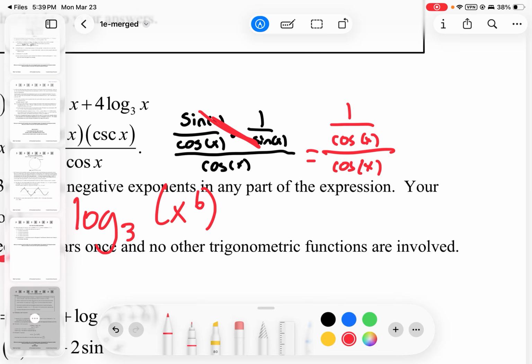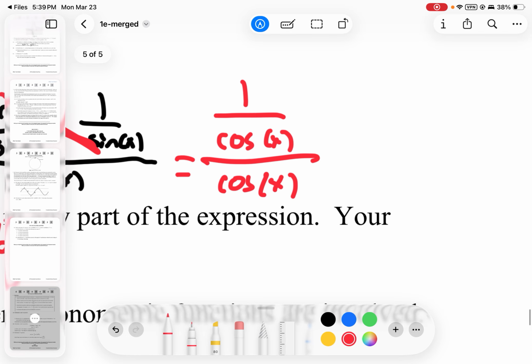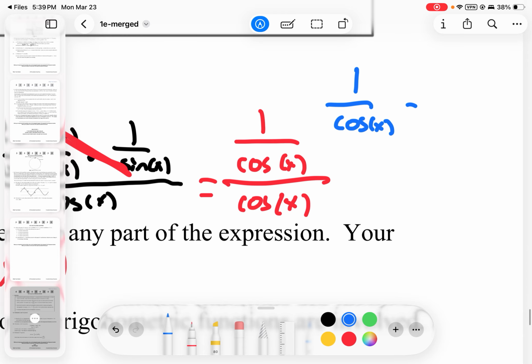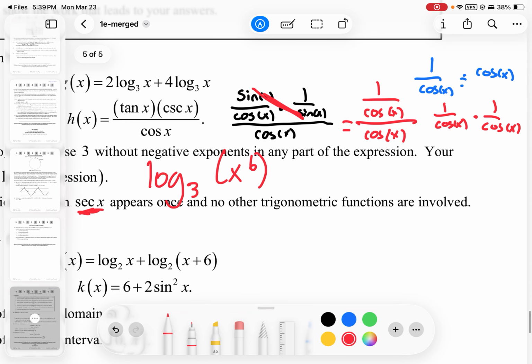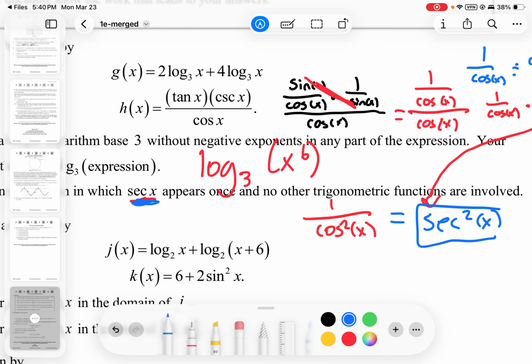When it starts to look weird like this, I tend to switch the notation. I'm looking at 1 over cosine of x divided by cosine of x. And here's where I can do keep, change, flip, whatever you want to call it. It turns into 1 over cosine of x times 1 over cosine of x, which turns into 1 over cosine squared of x. Well, what is 1 over cosine? That is secant. So I can just rewrite this as secant squared of x.